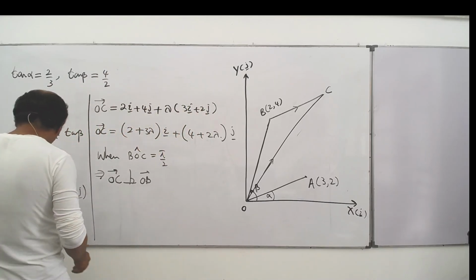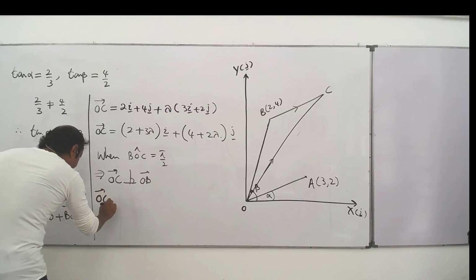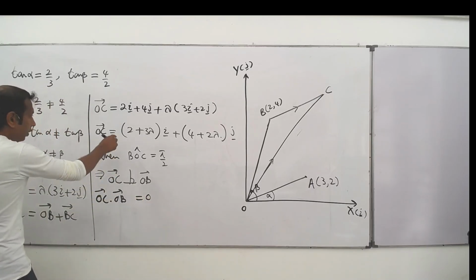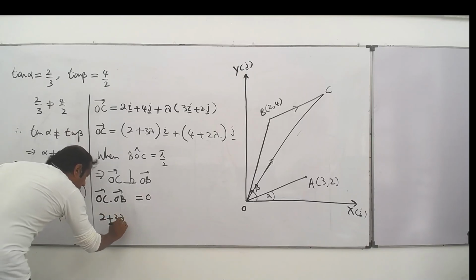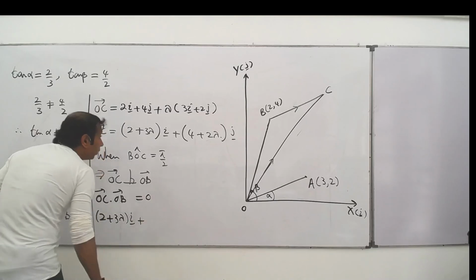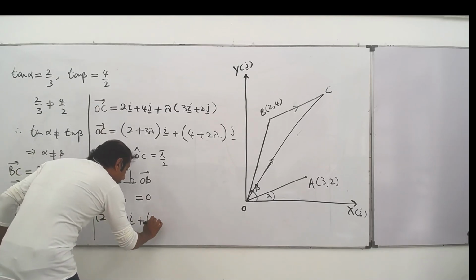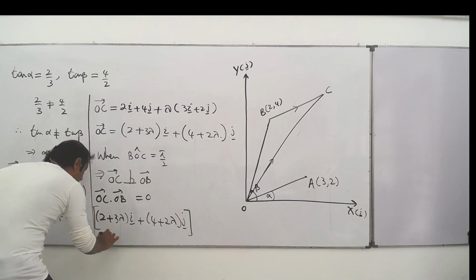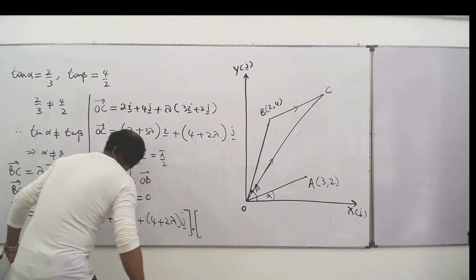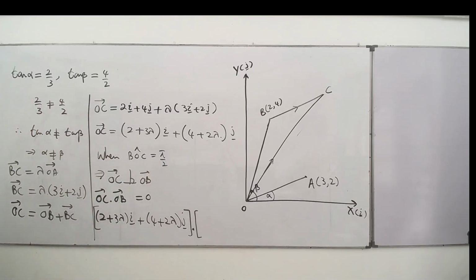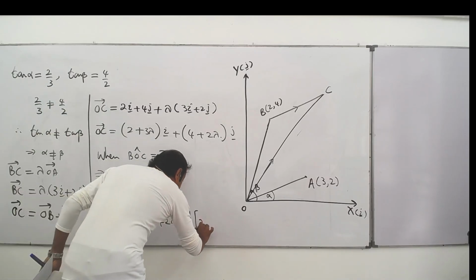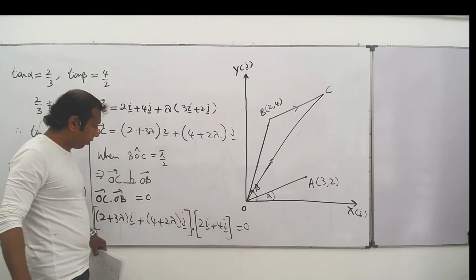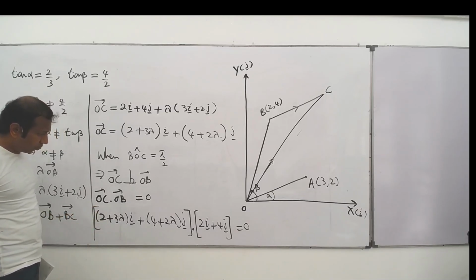So therefore I can write OC dot OB should be equal to 0 because they are perpendicular. OC vector we found here, (2 plus 3 lambda)i and (4 plus 2 lambda)j, dot OB vector, which is 2i plus 4j, equals 0, right. So you know how to take the dot product between the vectors involving i, j.